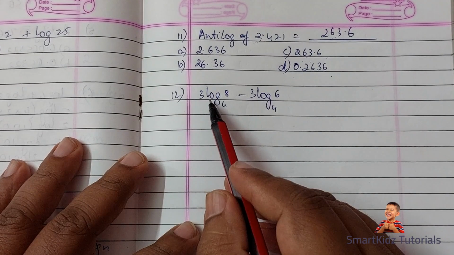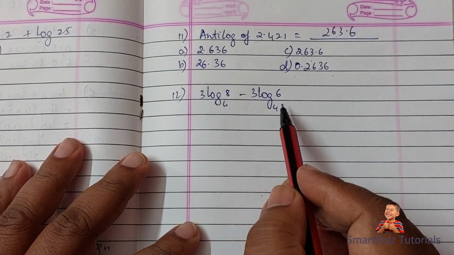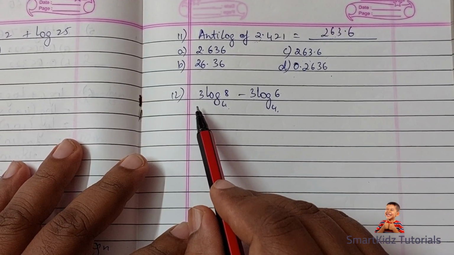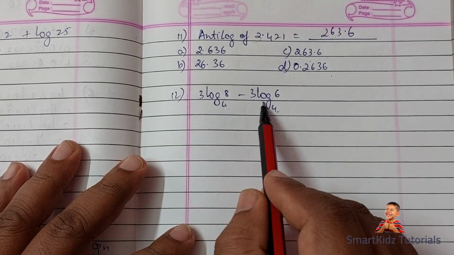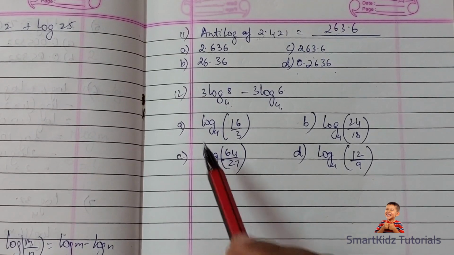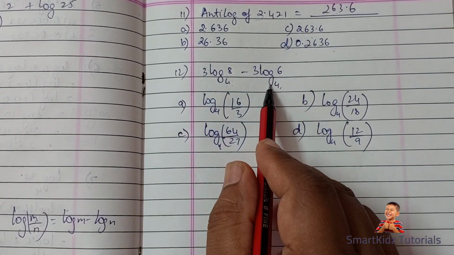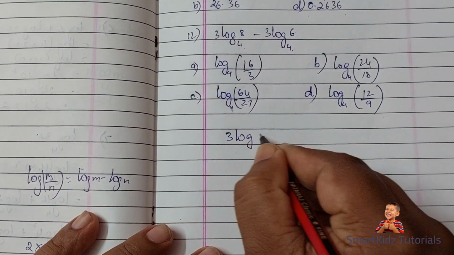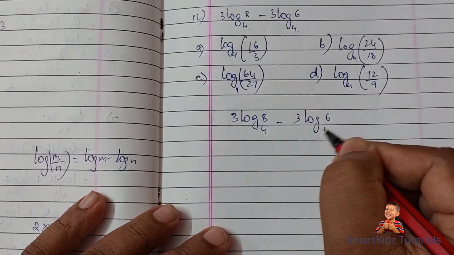Next question: 3 into log of 8 to the base 4 minus 3 into log of 6 to the base 4, okay, is what? Now in both the cases, you have the base as 4, and they are both multiplied by 3. And the choices given are over here, as you can see. So first thing I did was rewrite this so we can solve it: 3 times log of 8 to the base 4 minus 3 into log of 6 to the base 4.